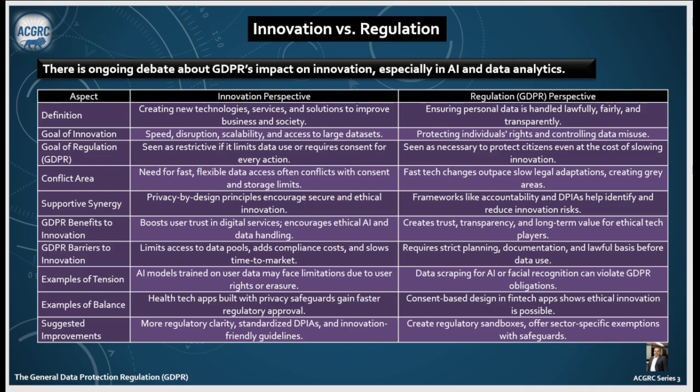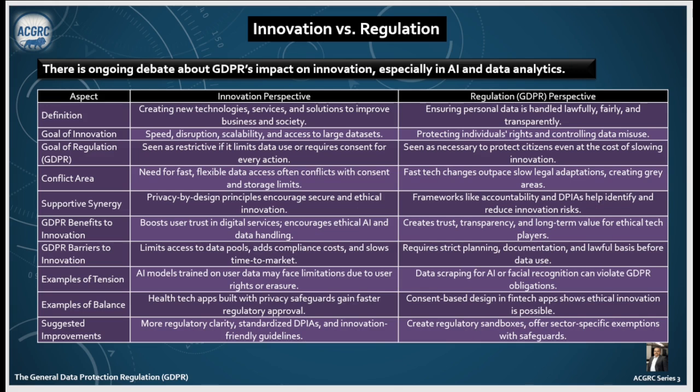Now, why does this balance matter? Too little regulation equals privacy violation and data abuse. Too much regulation slows progress and means less innovation. So, GDPR encourages smart innovation that respects privacy. GDPR encourages trustworthy tech that users feel safe using. In summary, innovation versus regulation in GDPR is about finding the right balance. Let's build cool and useful things, but let's also protect people's personal data while we do it. So there's an ongoing debate on the impact on innovation, especially AI and data analytics.